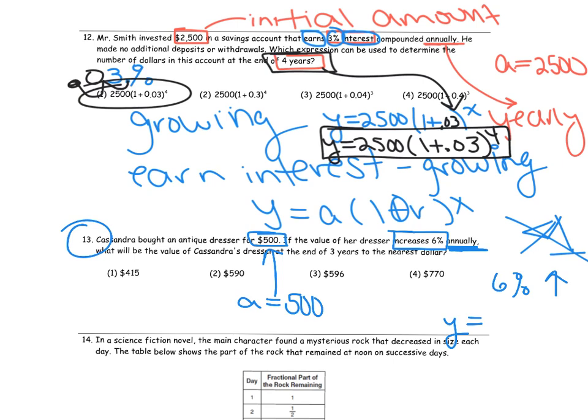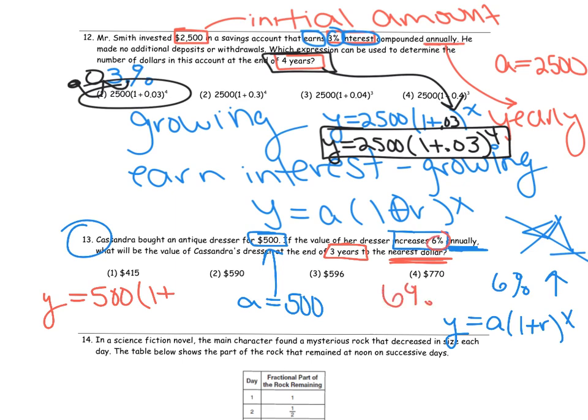So this is going to be my equation. A times 1 plus R to the X. And we want to know what will be her value of the dresser at the end of 3 years. And we're going to round that to the nearest dollar. Okay, so guys, let's just plug in. I have my initial amount is $500. It's going up by 6%.